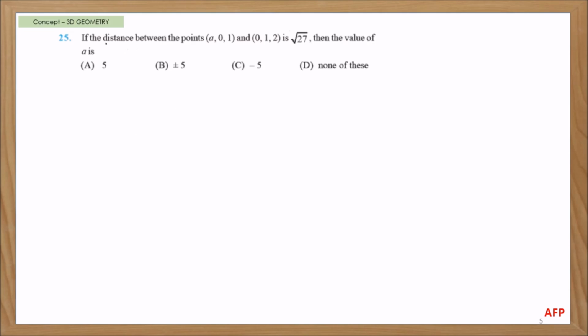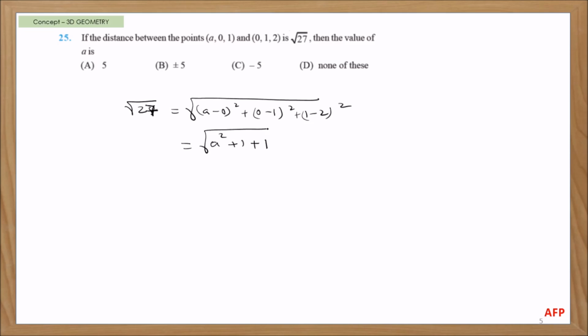Next, the distance between the 2 points is the square root of 27, which equals the square root of (a minus 0) whole squared, (0 minus 1) whole squared, (1 minus 2) whole squared. So here it is a squared plus 1 under the square root, and the square root of 27. So the square roots get cancelled. So a squared equals 25, a equals plus or minus 5. So option B is the correct one.